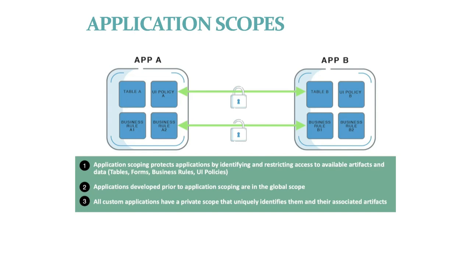So what application scoping does is it protects an application by identifying and restricting access to available artifacts and data. Data such as tables, forms, business rules, UI policies. Applications developed prior to application scope are in global scope. All custom applications have a private scope that uniquely identifies them and their associated artifacts.